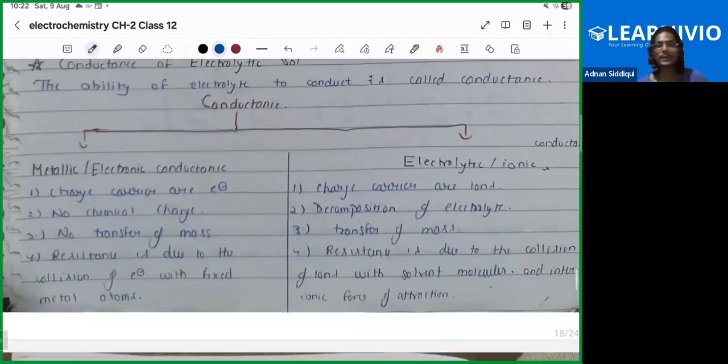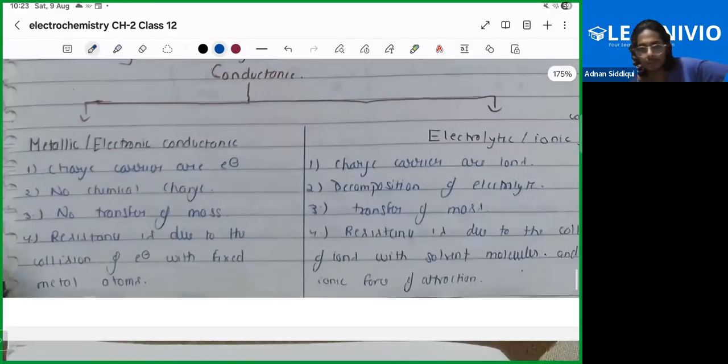One is metallic, or you can say electronic conductance, and the other one is the electrolytic or ionic conductance, which is the entire concept of this chapter, the entire thing that we have to learn. This metallic part, you will learn it in your physics class. So let us differentiate between these two.